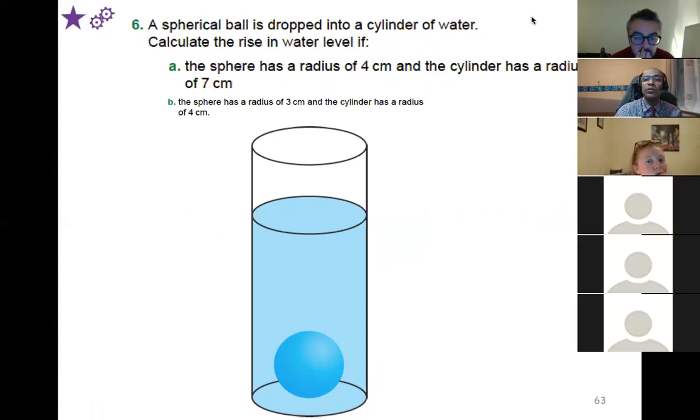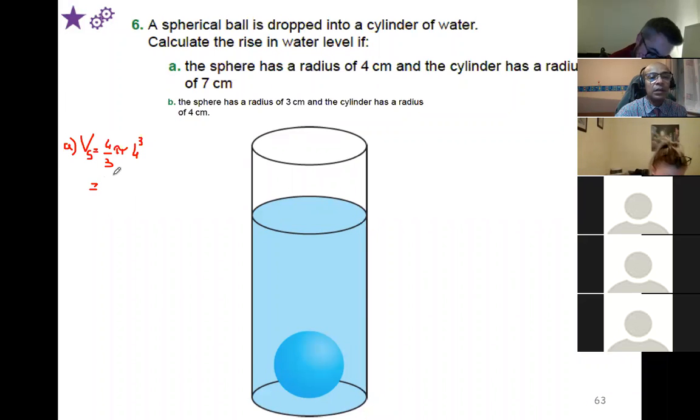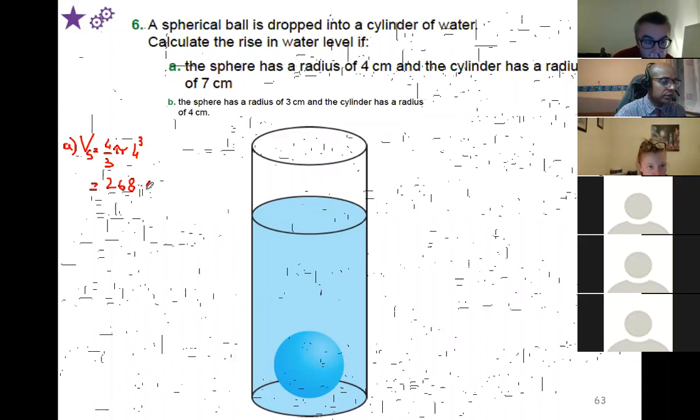So I'm going to pause the recording. So yeah, 268.08, if we want, we can put that to 2 decimal places, after calculating the volume of the sphere, 268.08 centimeter cubed.